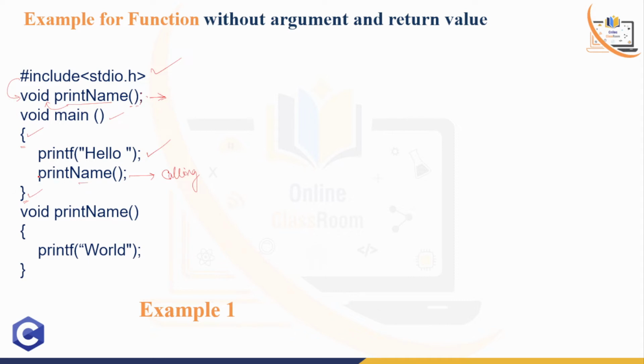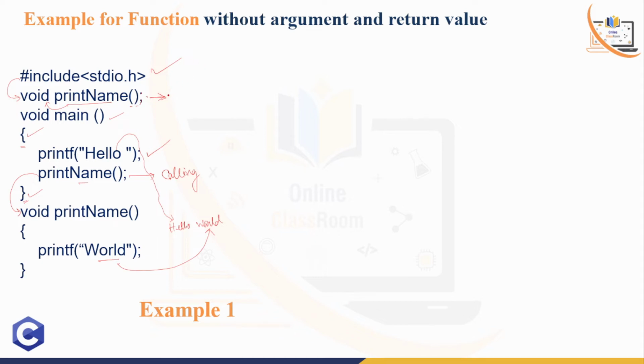So from the calling part, it will directly jump to the body part of that particular function, and inside this, world will be there. So that's why your output will be hello world. Okay, fine. So this hello is from this printf, and this world is from this function calling. So this is basically a simple example of how to write a function, and what your prototype is, what your calling part is, and what the body part is.